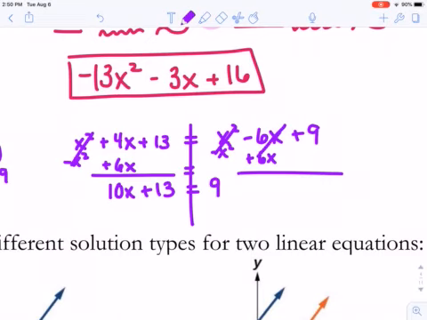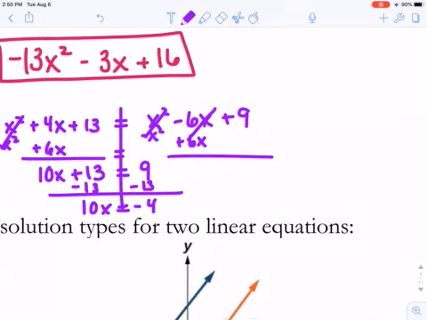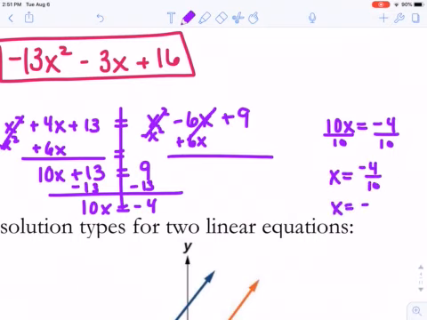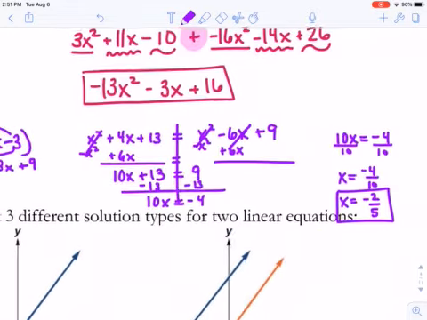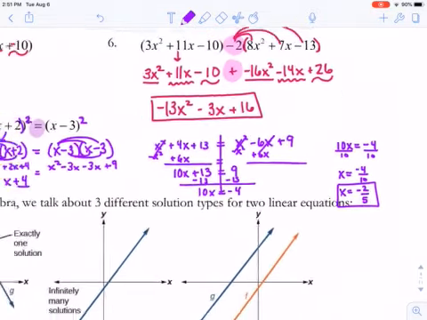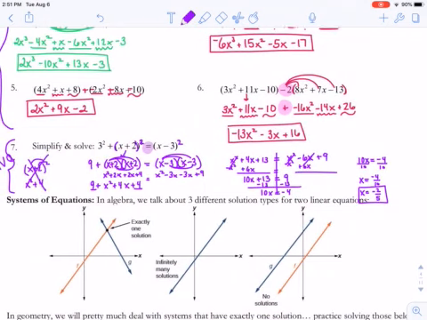And so then I'm going to keep going, and I'll subtract 13 from both sides, and I'll have 10x equals negative 4. So my last step here is to solve that equation 10x equals -4 by dividing both sides by 10. And I have x equals -4/10, which can be reduced to -2/5. And we can do that by hand by finding a GCF or just using your calculator. And we'll talk about that in class, how to simplify with your calculator.